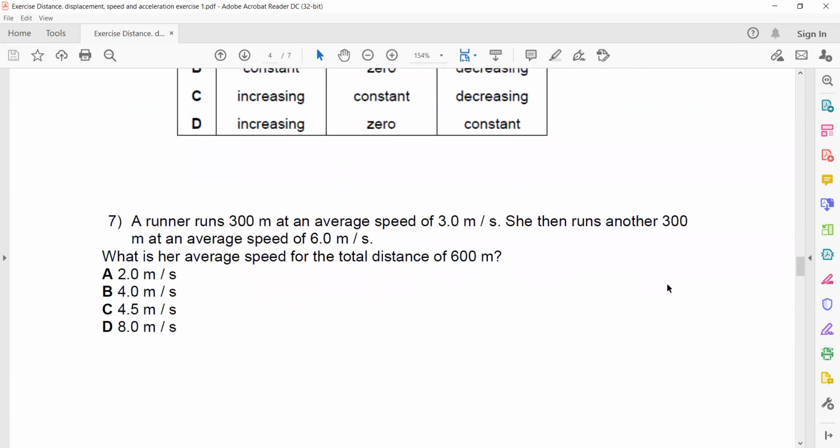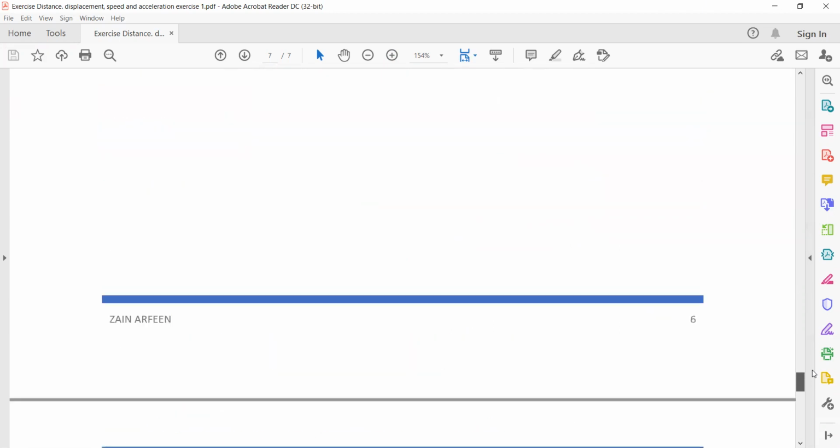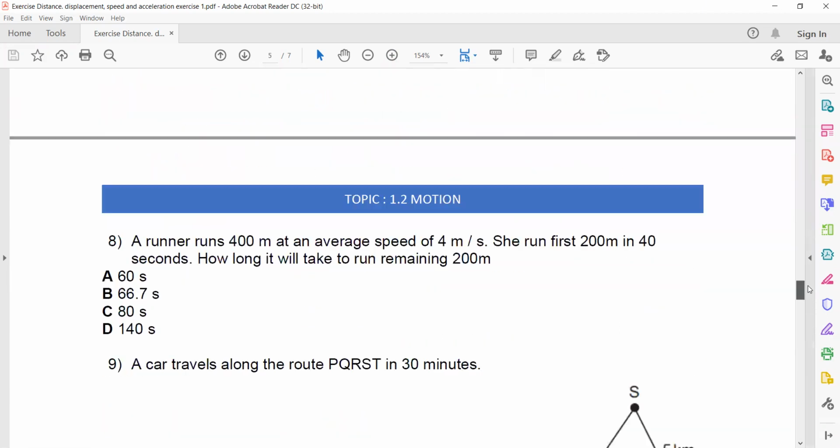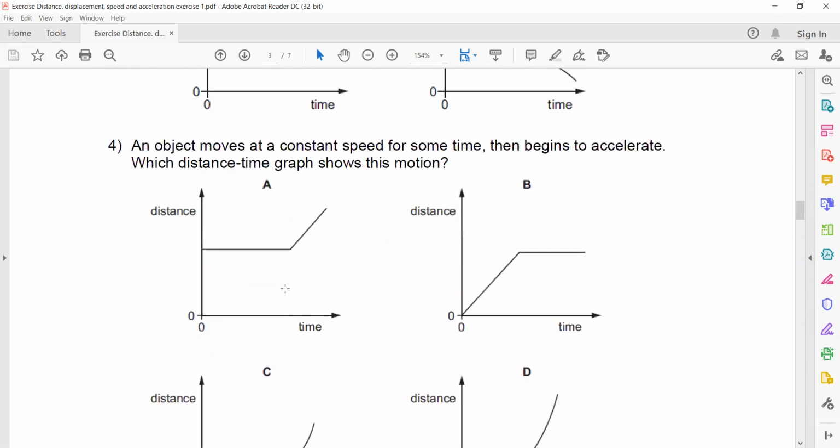There is no question like this. Which exercise? I think I gave you this exercise only. This was the exercise I gave as a weekly homework.